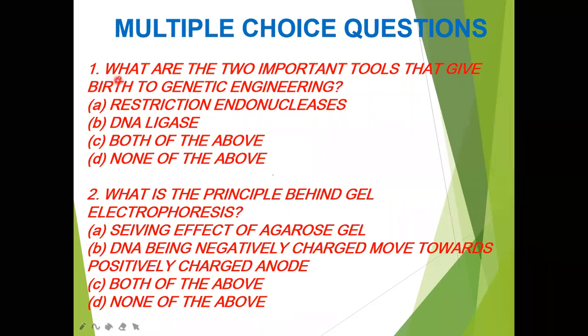So what are the two important tools that give birth to genetic engineering? Both of them. Very good. Restriction endonucleases and DNA ligase. Who gave the answer? Please tell me your name. I'm Shikhar. Shikhar, very good, bache.